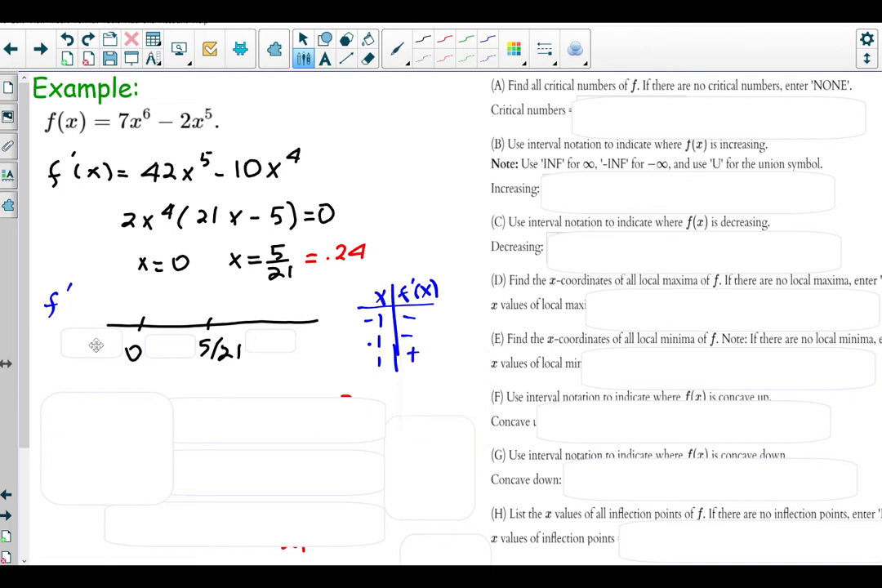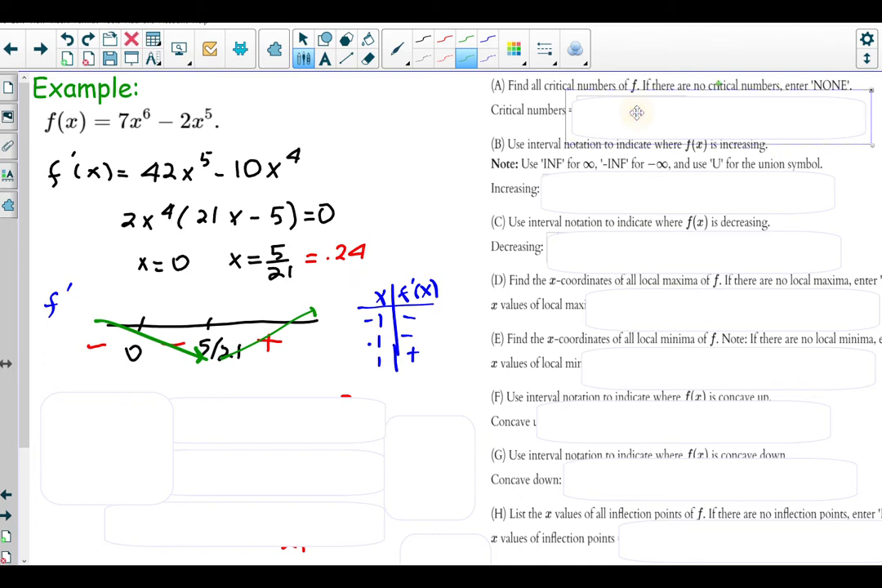So the sign chart is negative, negative, and positive, which tells us that the graph is falling all the way to 5 over 21 and rising afterwards. So the graph is falling up to here and rising afterwards. So 5 over 21 appears to be a relative minimum.